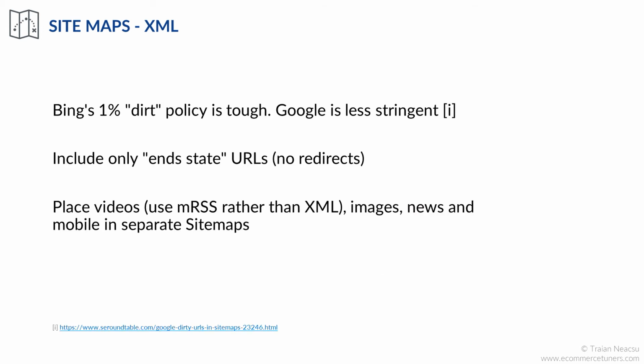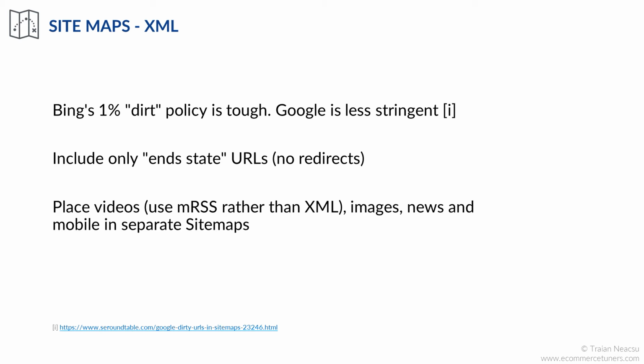Here are some tips for optimizing XML sitemaps for large websites. Add only URLs that respond with 200 OK. Too many errors, and search engines will stop trusting your sitemaps. Bing has, and I quote, a 1% allowance for dirt in a sitemap.